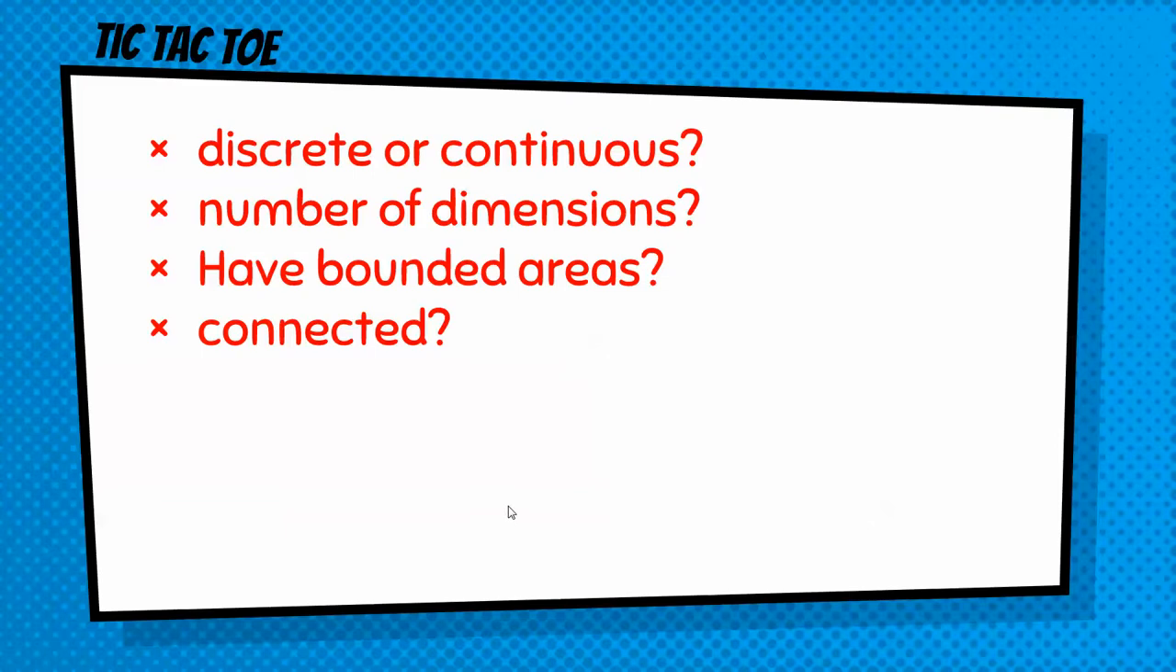So in tic-tac-toe, is it discrete or continuous? Discrete means that I can't move around. There's just one particular spot I can be. Continuous means it moves around. So is it discrete or continuous? What's the number of dimensions in the game? 0, 1, 2, or 3 dimensional? Are there bounded areas? Are there areas where I can move around in a certain spot but not others? And are areas connected? Write that down about the game tic-tac-toe. See what you think. Put that in your notes and I'll quiz you when I'm back.